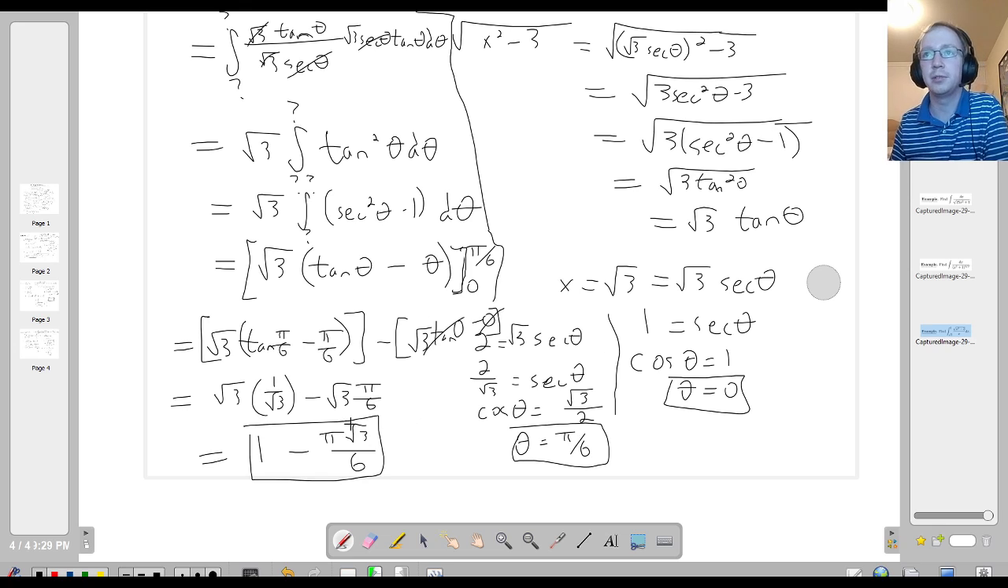So once again, I never had to draw my triangle here to turn things back in terms of x's. I was able to just convert my limits of integration to be in terms of theta, plug them into my integral, and get an answer.